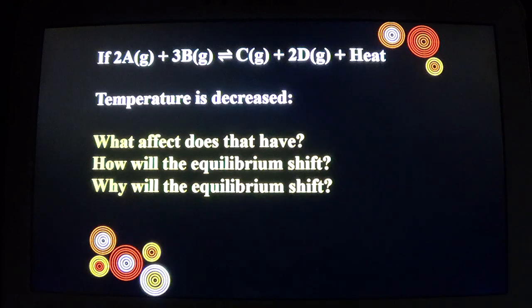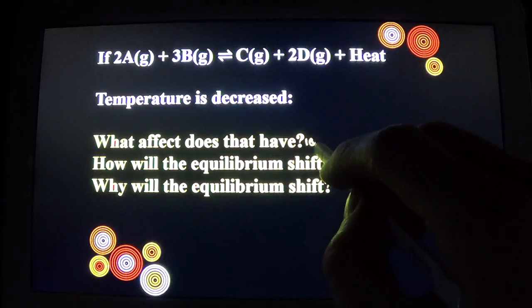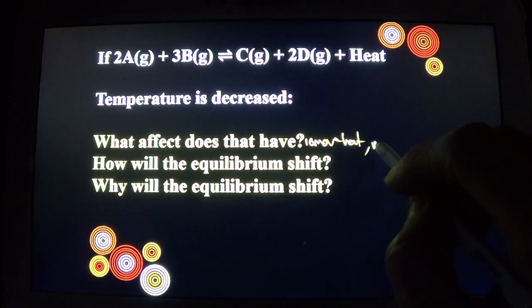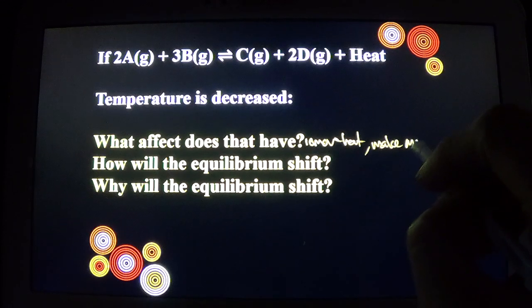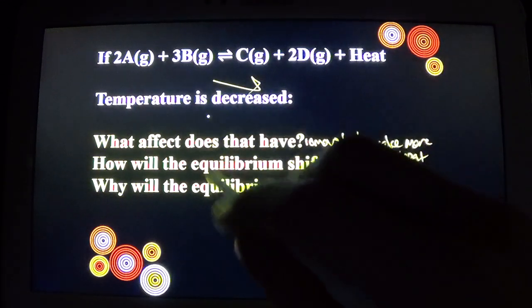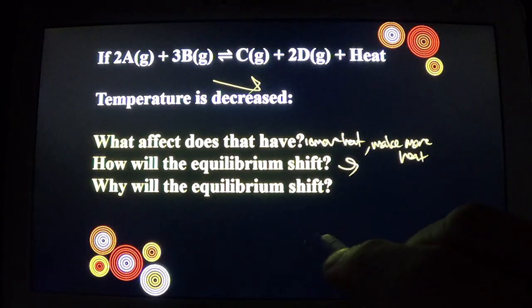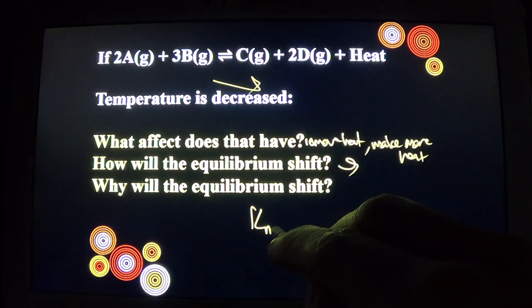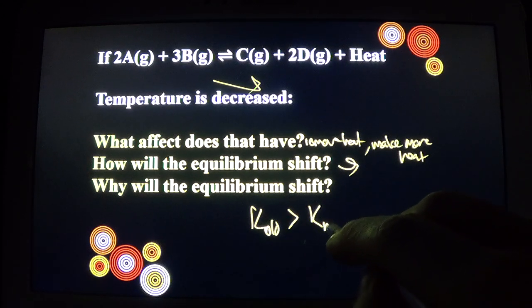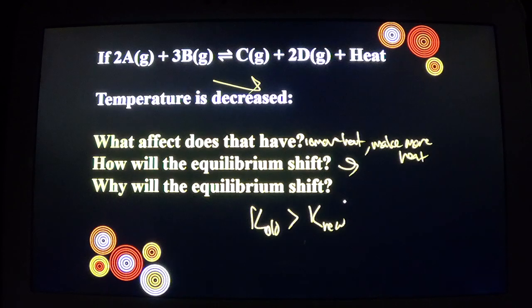Same equation now, temperature is decreased. Well, if I decrease temperature, I am removing heat. So what's that going to do? We want to make more heat. How do I make more heat? Make heat a product, shift to the right. Why would I do that? Because K new is going to be less than K old.